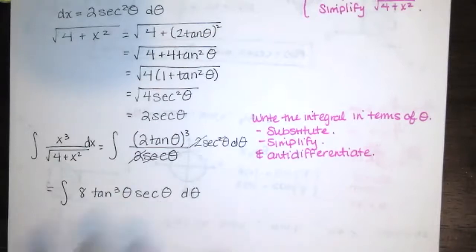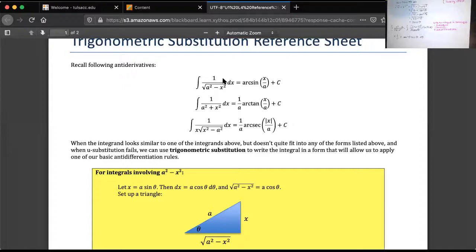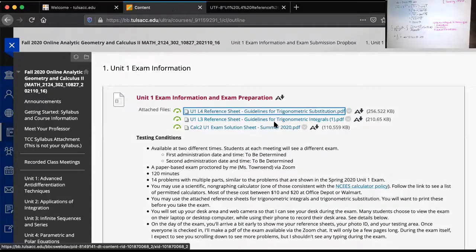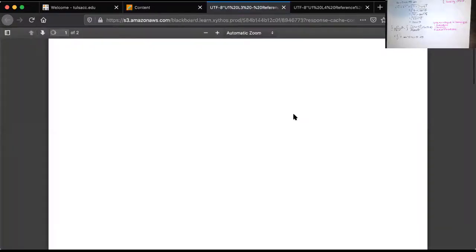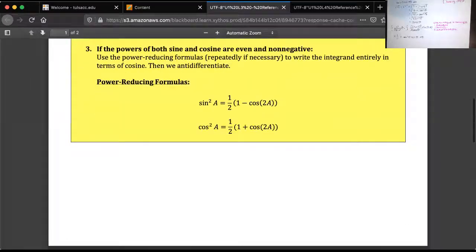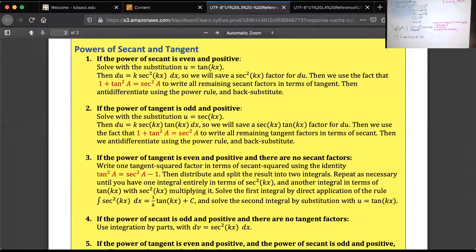But if you don't know what to do, you see powers of secant and tangent, you can always go to your trig integrals reference sheets. So let's go to the reference sheet again. I'm going to share my screen with you. So I actually don't want this one this time. I want to go back to content, and we've got our reference sheet for trigonometric integrals. That's right there. And you've got your guidelines for powers of sine and cosine right here. And then your guidelines for powers of secant and tangent.